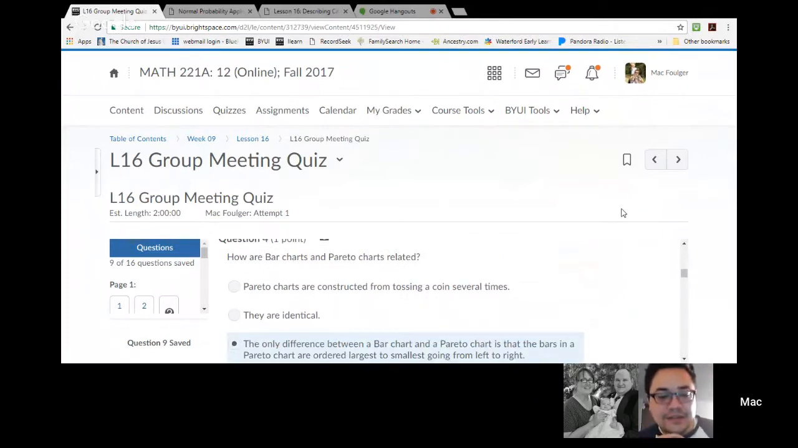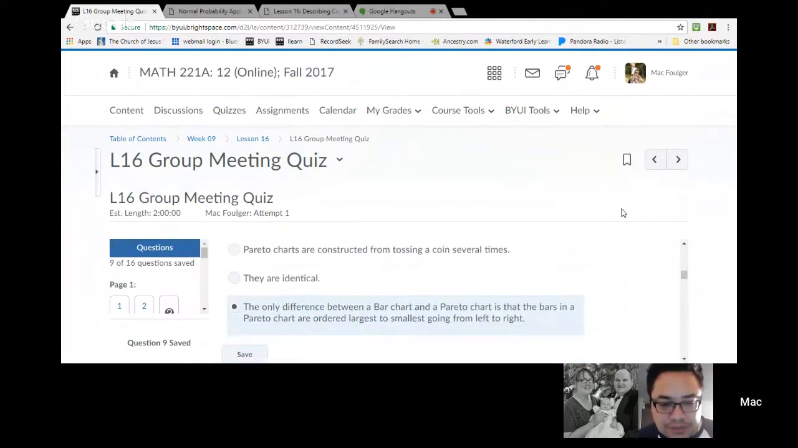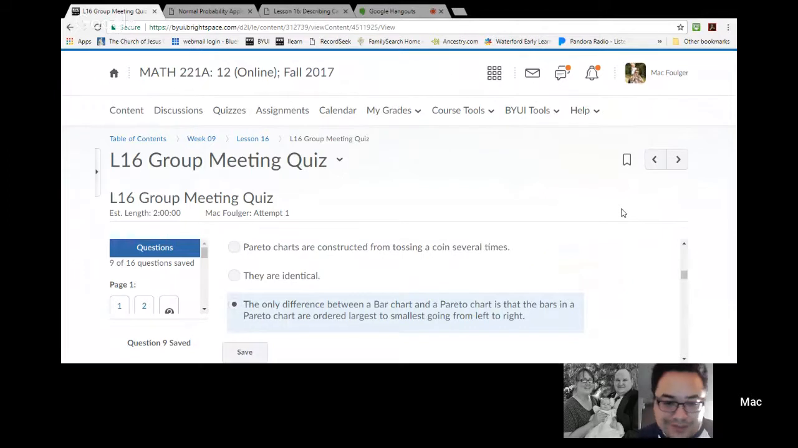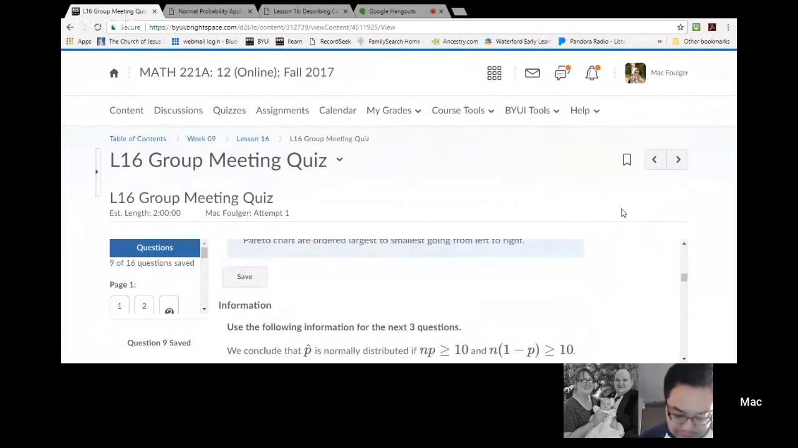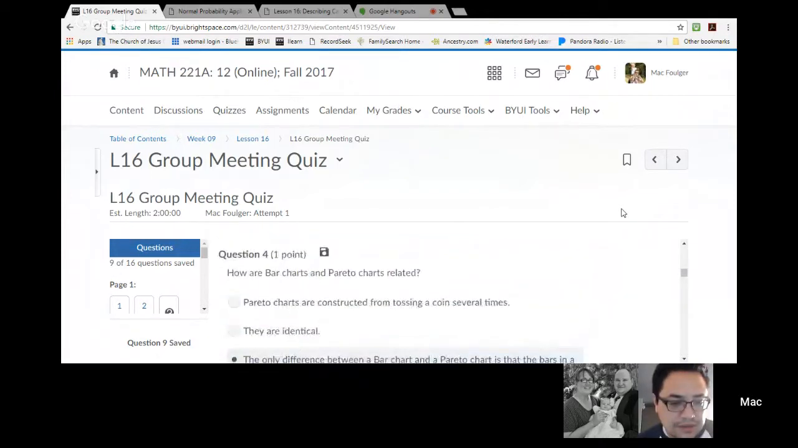All right, I'll take the next one. How are pie charts and Pareto charts related? Pareto charts are constructed from tossing a coin several times. They're identical. Both of those are incorrect, so we're left with C. The only difference between bar charts and Pareto charts is that the bars in Pareto charts are in descending order, largest to smallest. So that was number 4, and that's also C? Yep. Correct.